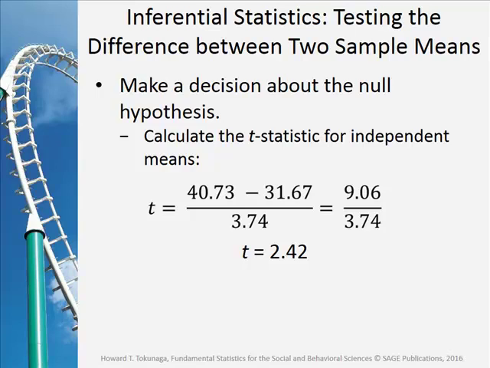So we calculate it through. Again, we have our difference between the sample mean of group 1 and the sample mean of group 2, over the standard error of the difference between the sample means. The difference was 9.06 seconds. We divide that by the standard error. Our t-score is 2.42.